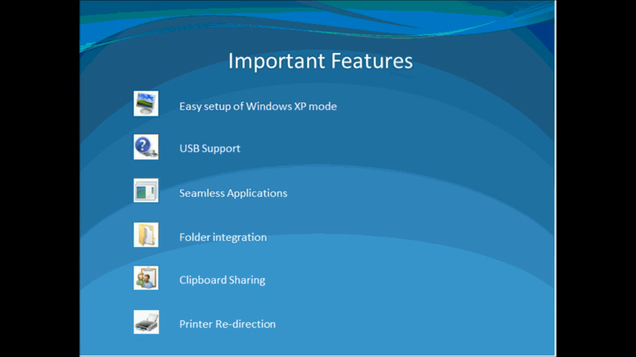Now you can also share your clipboard. You can cut and paste between your Windows 7 host and any virtual machine you might have. Talking about printer redirection, now you can print directly to your attached printer from your seamless application on the virtual machine. So your printer is bi-directionally shared, so you can use it from your virtual machine. So what exactly is the Windows Virtual PC?